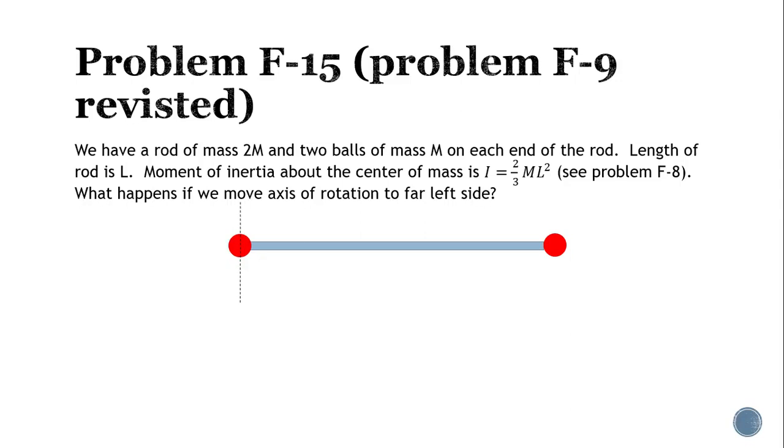So what happens if we move the axis of rotation to the far left side of the rod? Remember, that's basically what we did in problem F9. So let's use the parallel axis theorem to do this instead of the way we did it before. Here we have the moment of inertia about the center of mass, 2/3 mL squared, plus the mass of the system, 4m, times however far that axis of rotation has been moved, squared. It's been moved L over 2, and so L over 2 squared becomes L squared over 4. If we work that out, we get 2/3 mL squared plus mL squared, or 5/3 mL squared.